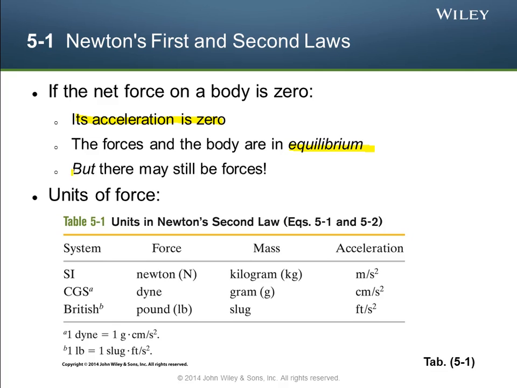But we have to remember that doesn't mean that there aren't any forces. Just because something's in equilibrium, there still may be forces on it. We just know that the forces are in fact balanced. Now, table 5.1 here is kind of nice to tell us the different units of force. Typically we're going to use newtons, because we're in the SI system, so newtons, kilograms, meters per second squared. However, if you're in the CGS system, then the force is actually called a dyne, which is a gram centimeter per second squared. And then in the British system that we use in this country, it's called a pound.